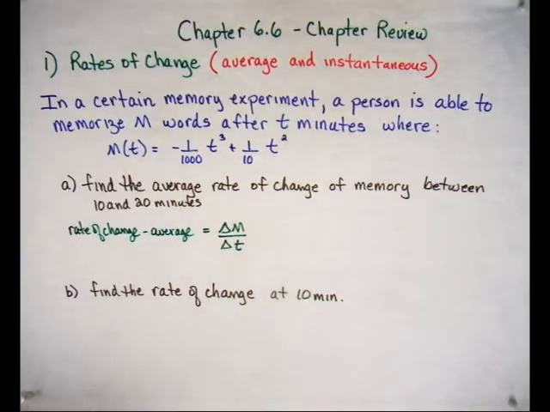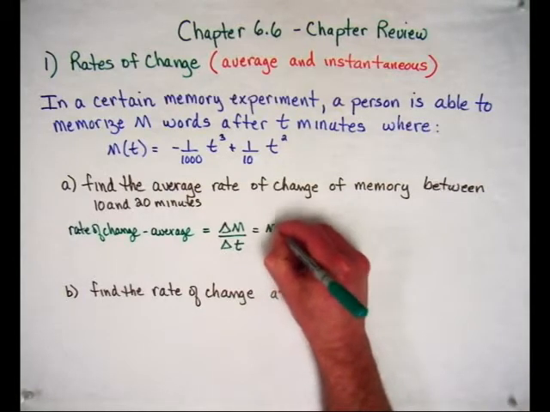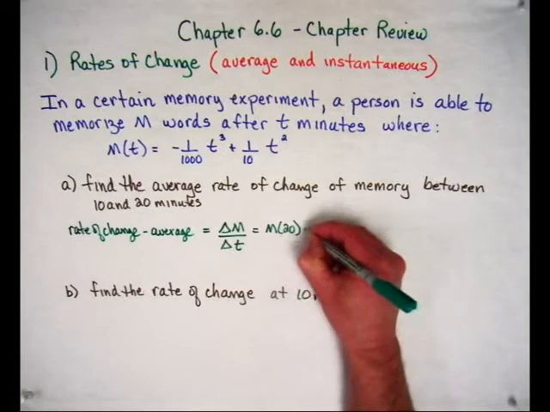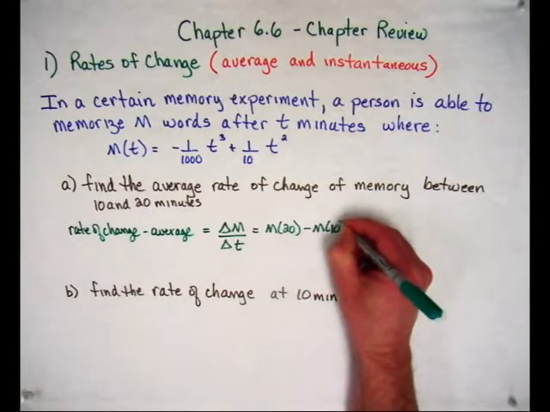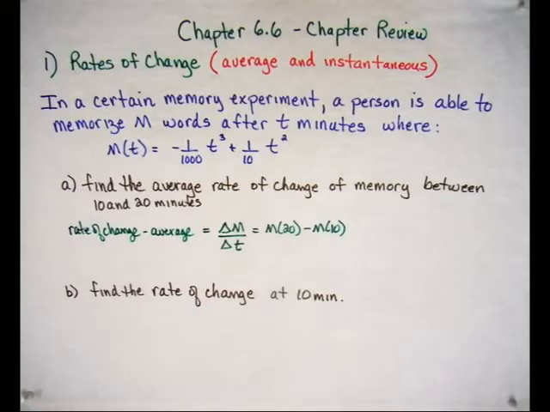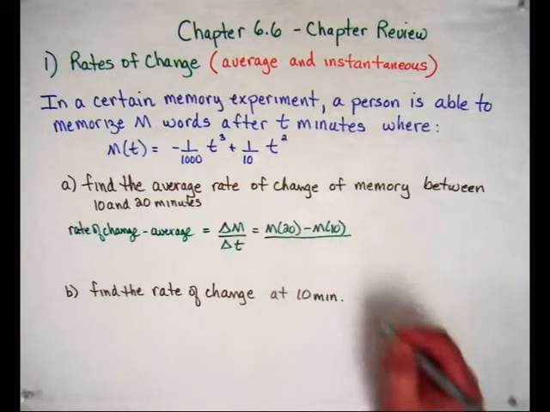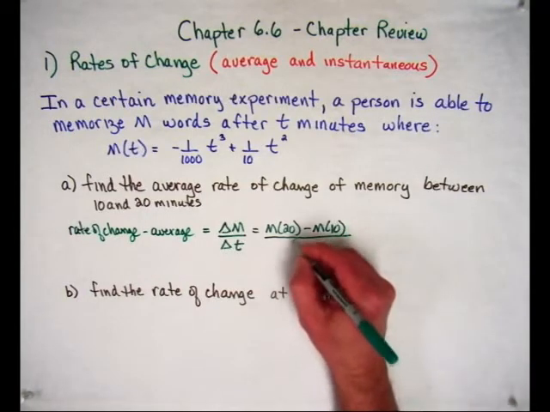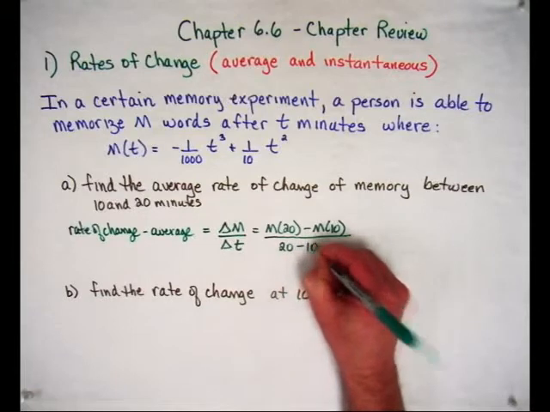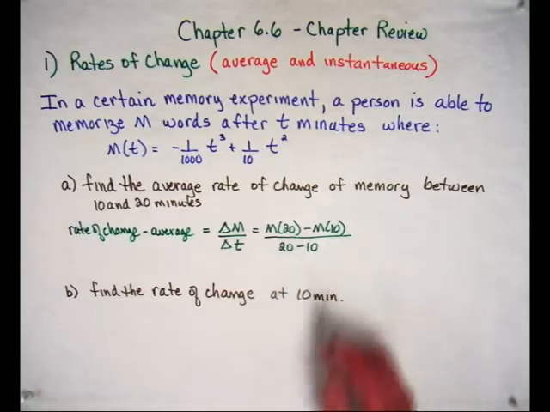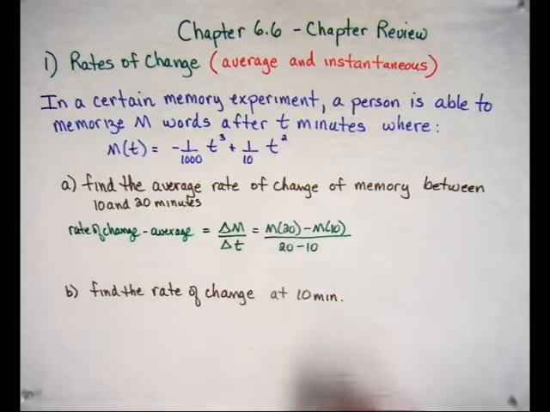This is not a calculus concept. This is simply an average concept or a slope of a secant line. So what we want to do now is calculate these quantities. So delta m is going to be the change in m between 10 and 20 minutes. So this is going to be m at 20 minutes minus m at 10 minutes. That'll be what's happened to the memory, the number of words, between 10 and 20 minutes. And then we're going to divide that by delta t, which is the change in time, which will just be 20 subtract 10. So you'll notice that we're just using the slope formula. It's simply the slope of a secant line.